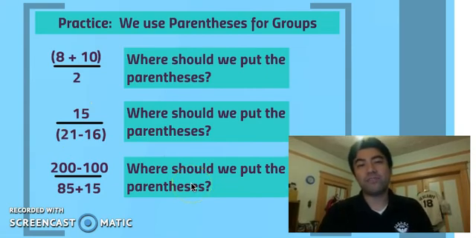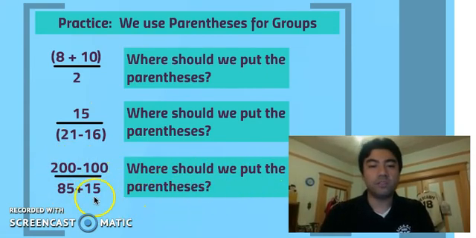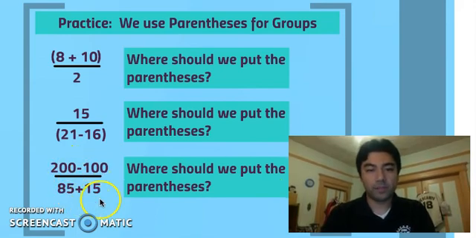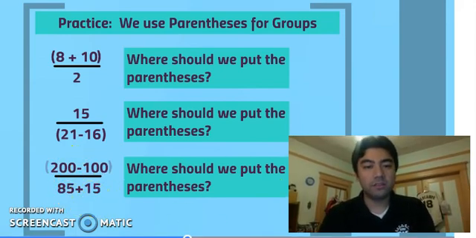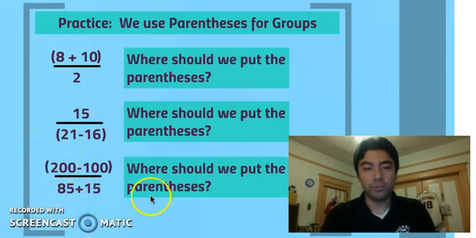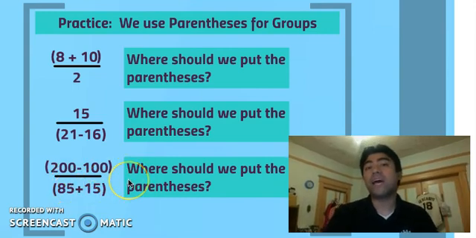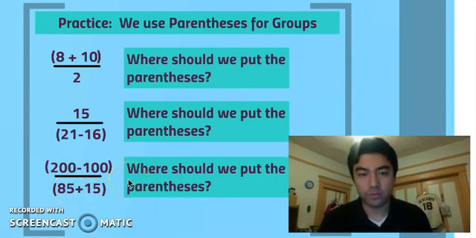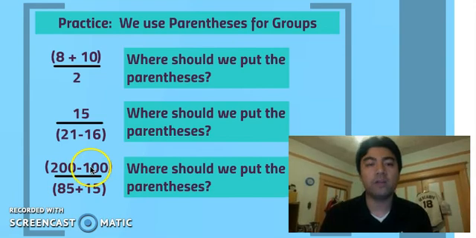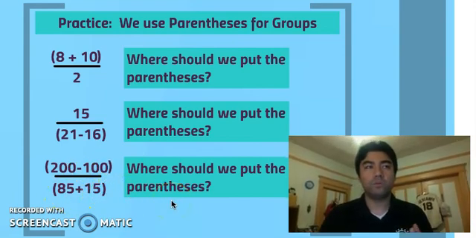Now let's look at the final expression. Where should we put the parentheses for this one? The answer is here in the numerator, because this is a group, and over here, this is a group. In fact, we have 2 different groups. We have a group in the numerator and a group in the denominator. So keep that in mind.